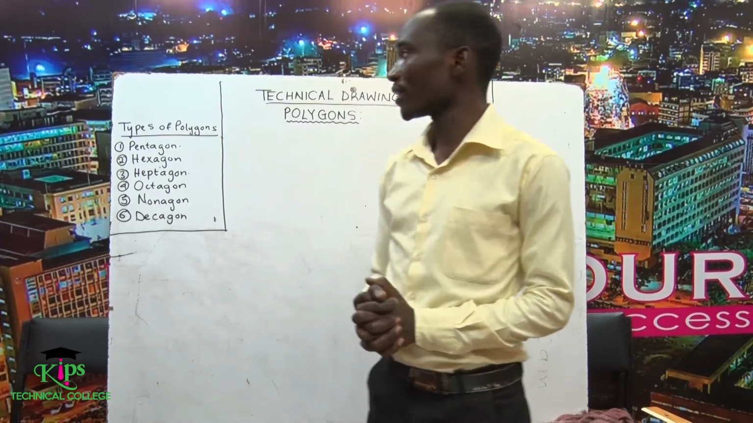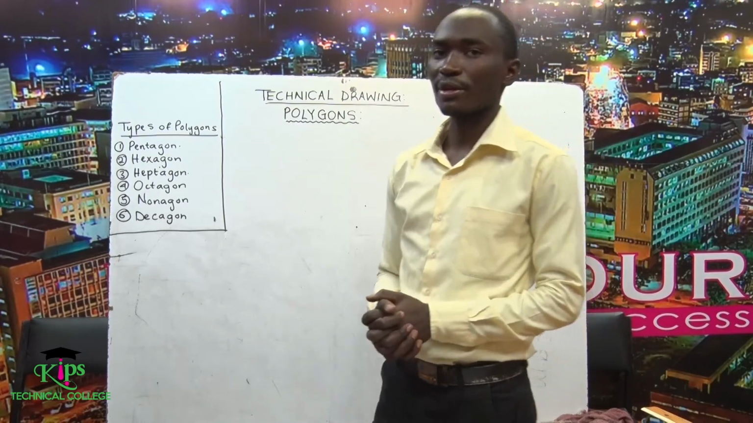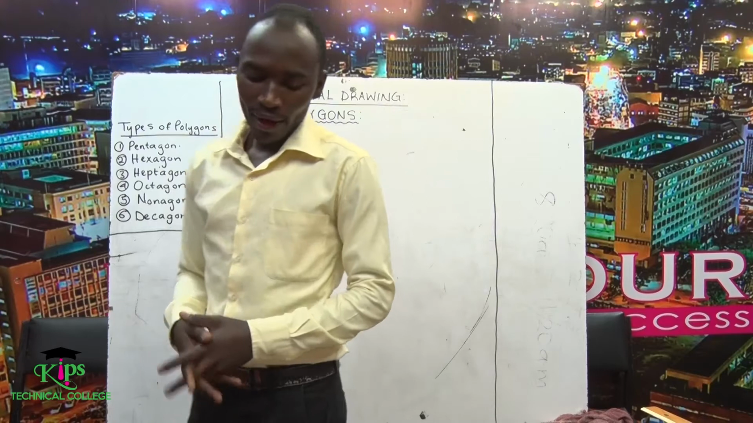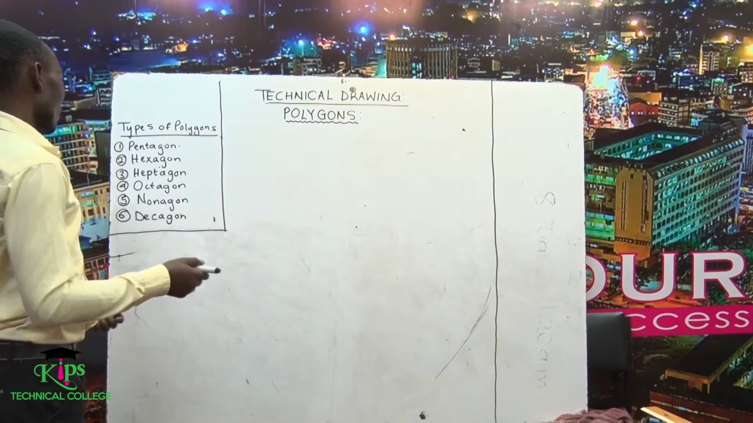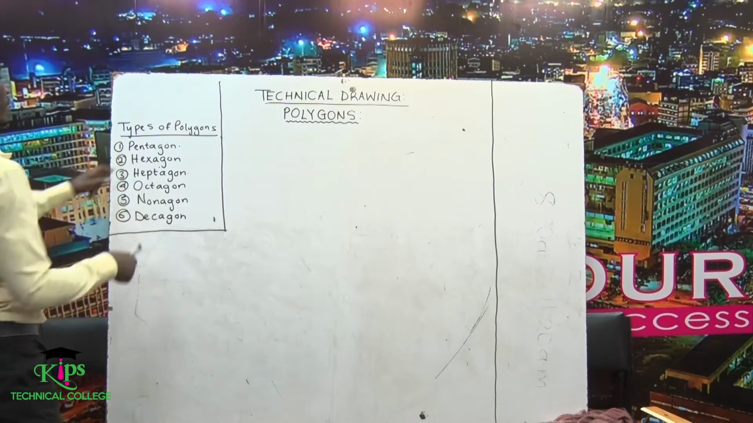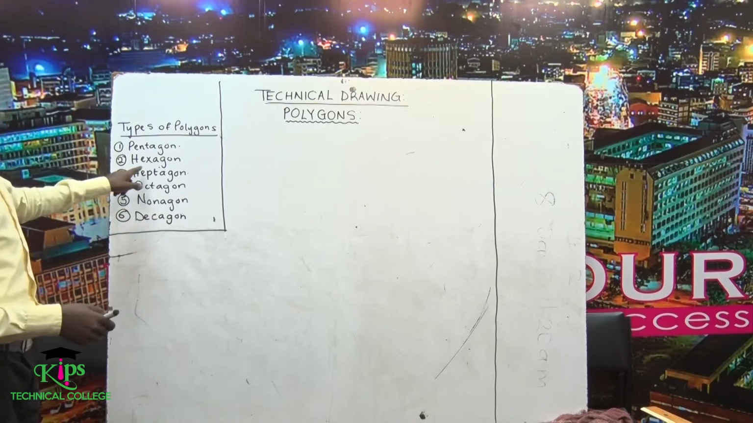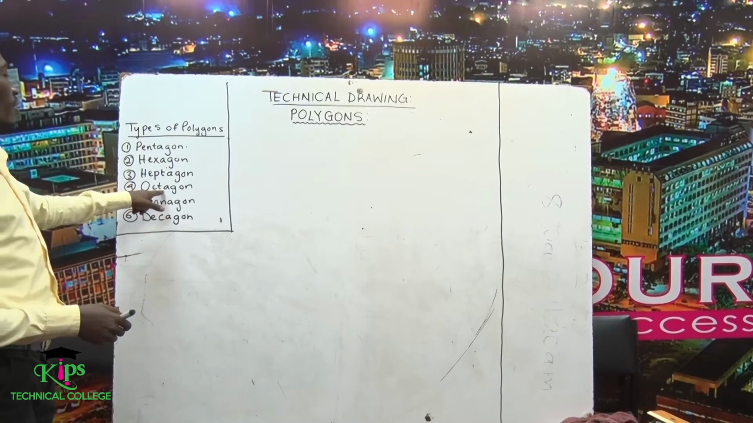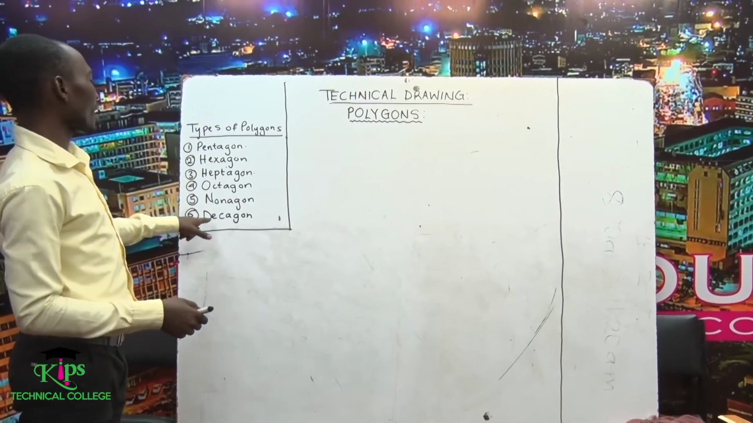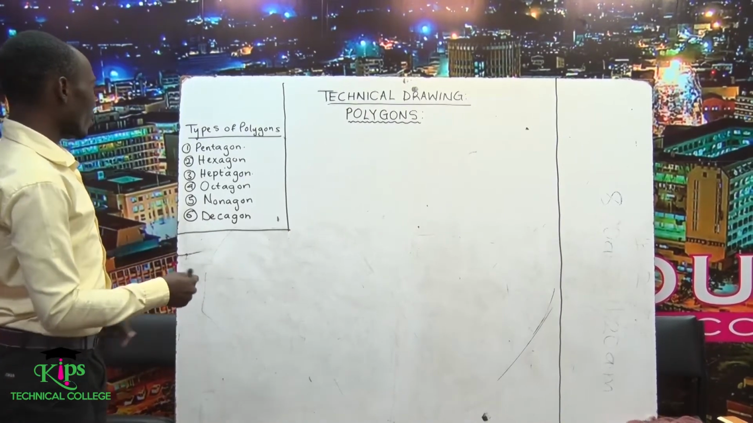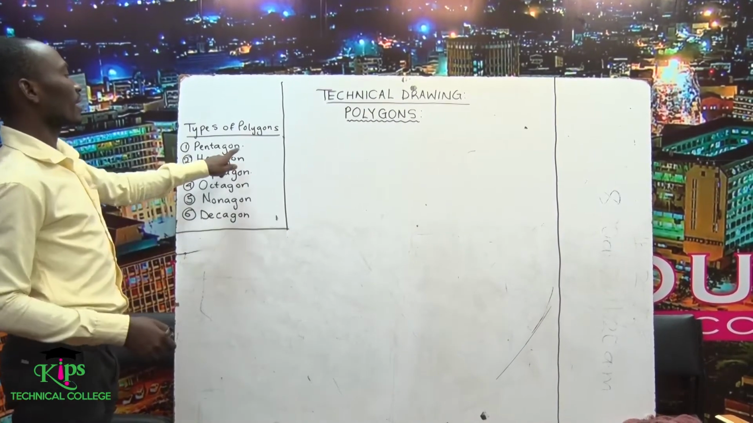Today we are going to study the different types of polygons that we have. We have the pentagon, the hexagon, the octagon, the nonagon, then the decagon. Now we can start with a pentagon.